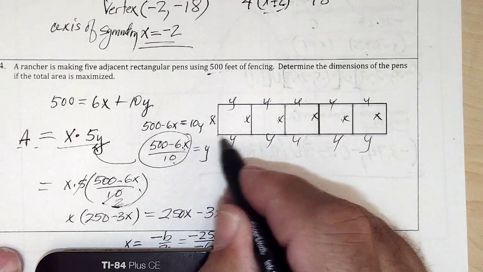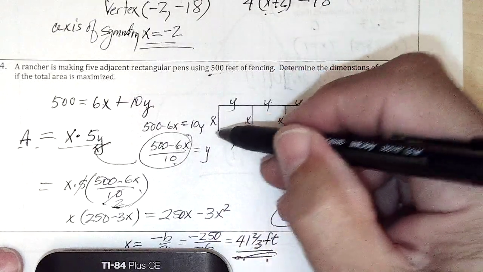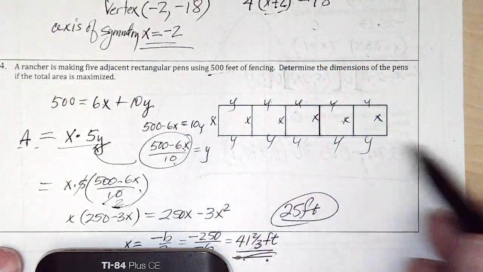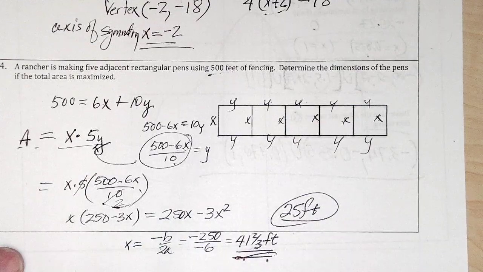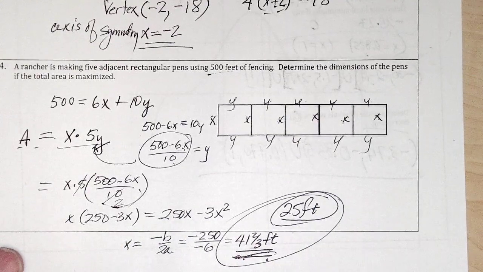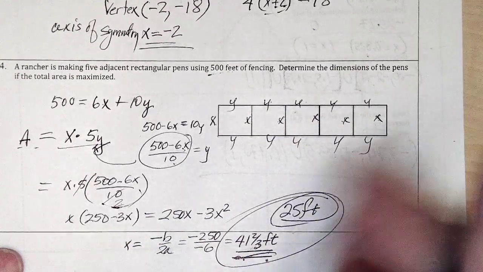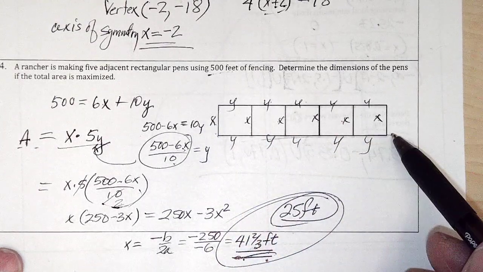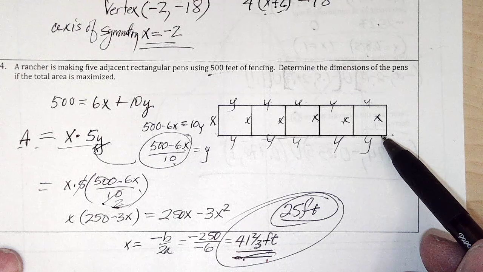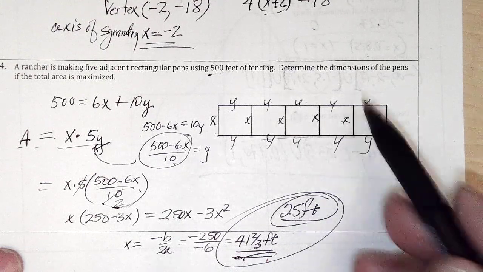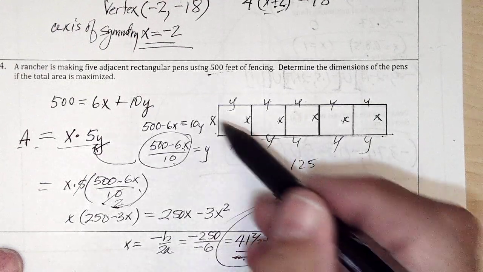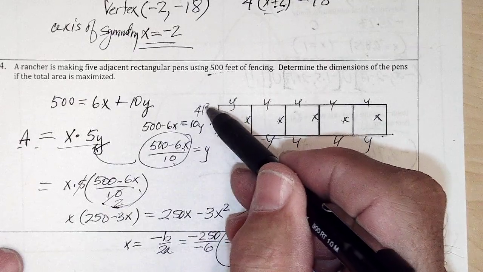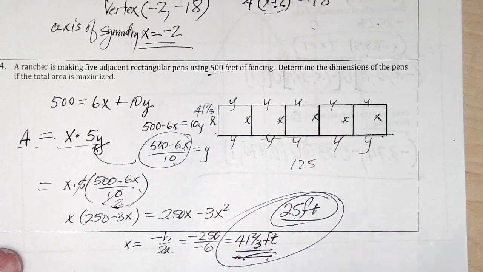Is how wide the pen is, 41 2/3 by 25. And that's the dimensions of each of the little pens. The dimension of the big pen is 41 2/3 by 5 of these, 5 times 25, 125 feet. Okay.